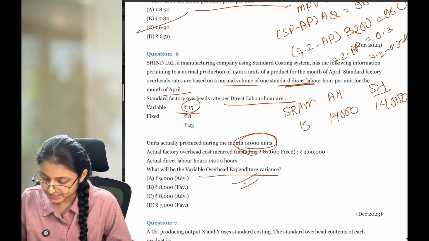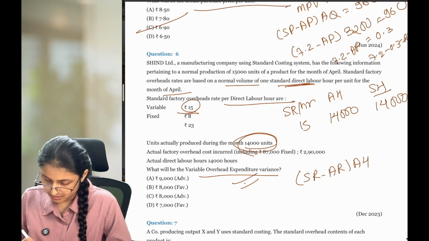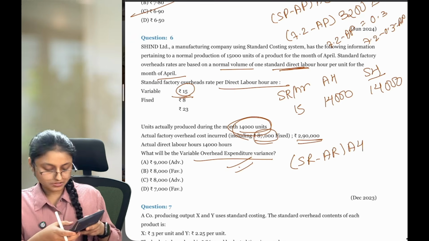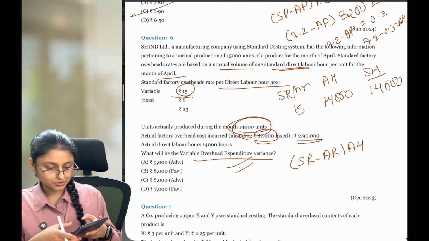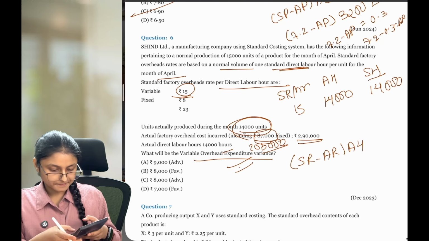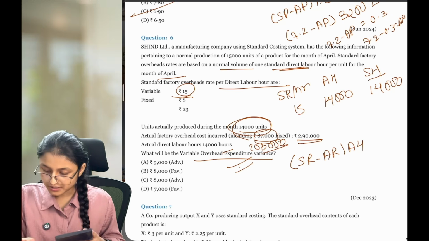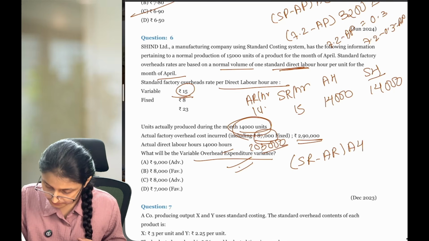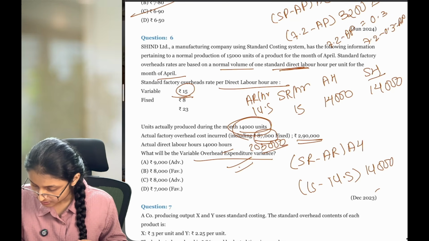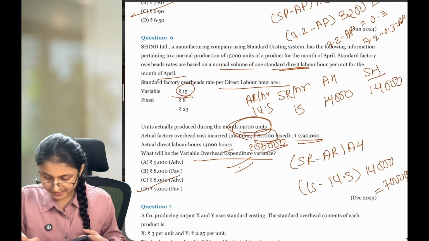You need to calculate variable overhead expenditure variance, which is what? Standard rate minus actual rate into actual hours. Okay? What is the actual rate applicable? 2,19,000 is the total cost, and out of which 87,000 is fixed. So 2,90,000 minus 87 will give you 2,03,000 as the variable cost applicable for 14,000 hours. 2,03,000 divided by 14,000 will give you 14.5 as your actual rate per hour. So 15 minus 14.5 into actual hours is 14,000. So 0.5 into 14,000 will give you 7,000 favorable, and this is your overhead expenditure variance.